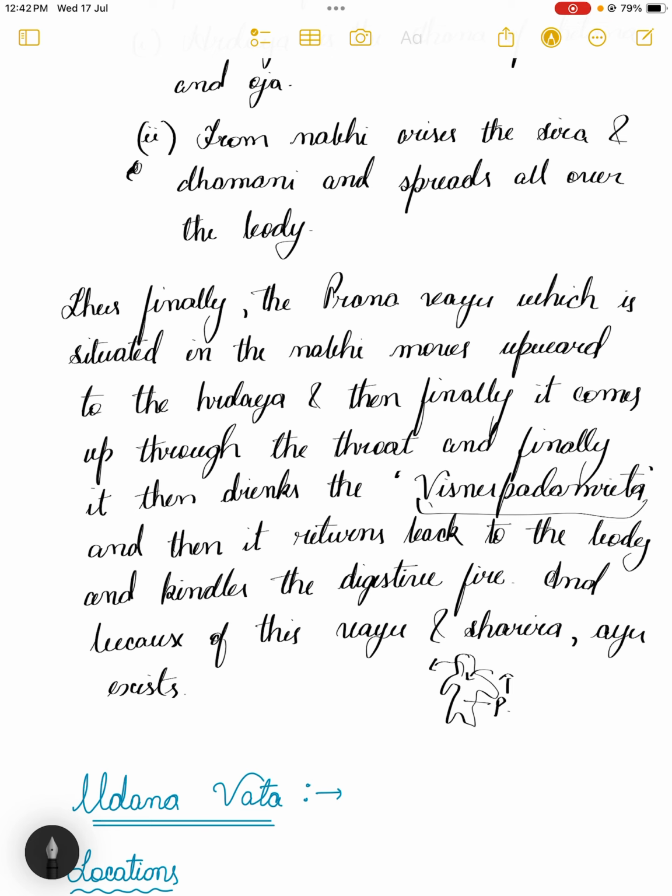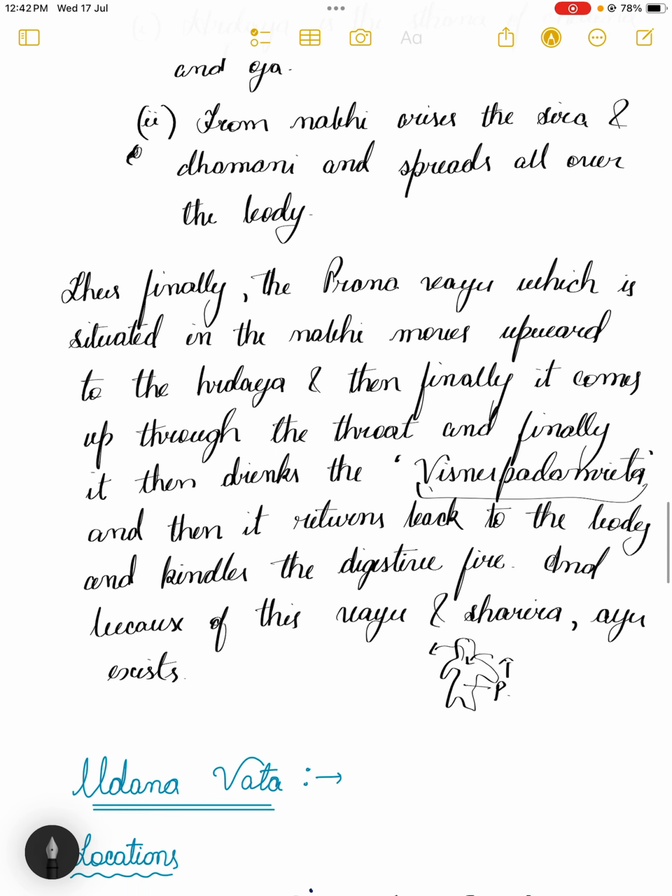Now, this is a very fascinating process because the same process has been described by modern physiology as well. We inhale the air which is rich in oxygen from the atmosphere, and then we take in the oxygen, and via the metabolic processes the carbon dioxide is released. In the same way, the Pran Vayu comes up to drink the Vishnu Padama Amrita. Since it drinks the Vishnu Padama Amrita, you can think of it as having a desire for it. Why does it want the Vishnu Padama Amrita? Because it is now filled with carbon dioxide.